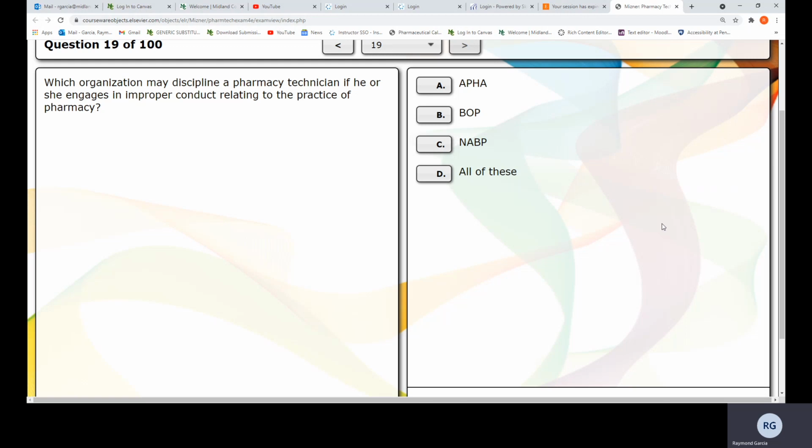Which organization may discipline the pharmacy technician if he or she engages in improper conduct related to the practice of pharmacy? APhA is a pharmacist organization. BOP is Board of Pharmacy. And NABP is National Association of Boards of Pharmacy. Or D, all of these.